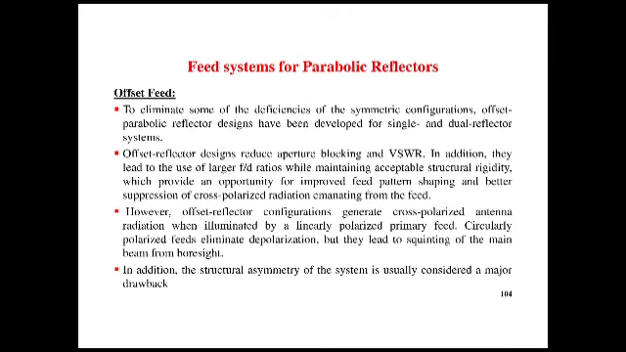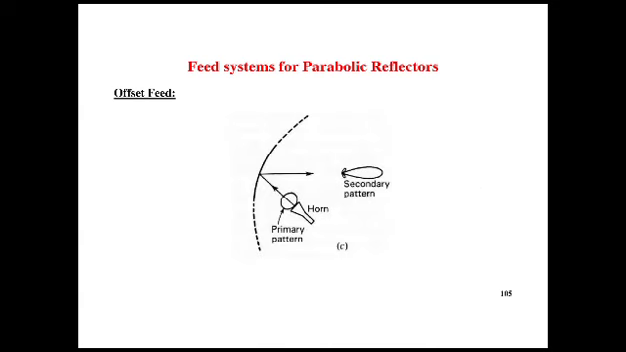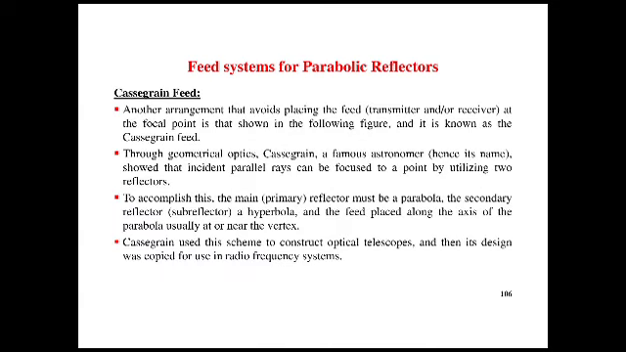Offset feed: to eliminate some of the deficiencies of the symmetric configuration, the offset parabolic reflector has been developed for single and dual reflectors. The offset reflector reduces aperture blockage and VSWR. However, the reflector configuration generates cross polarized antenna radiation when fed with a linearly polarized primary field. A circularly polarized field eliminates depolarization, but it squints the main beam.